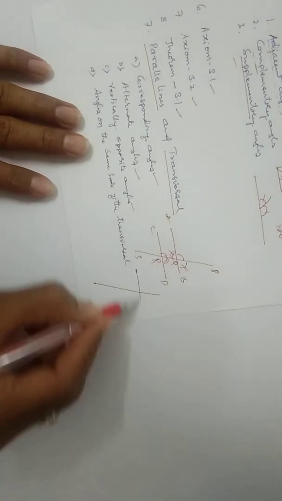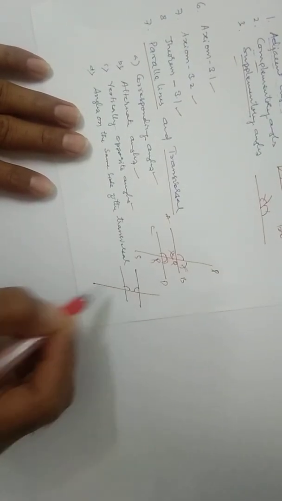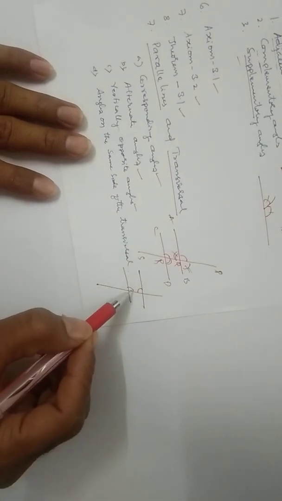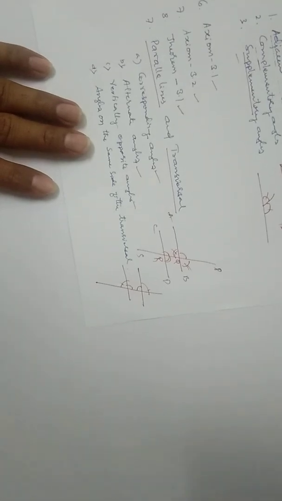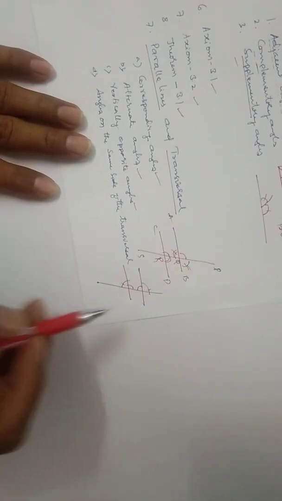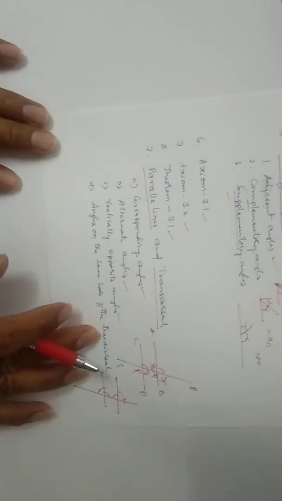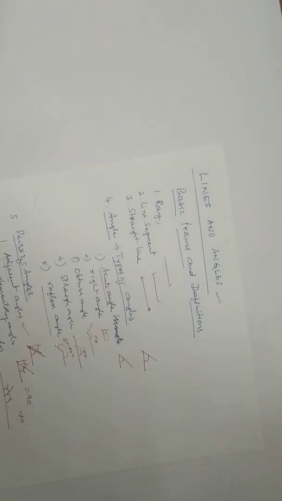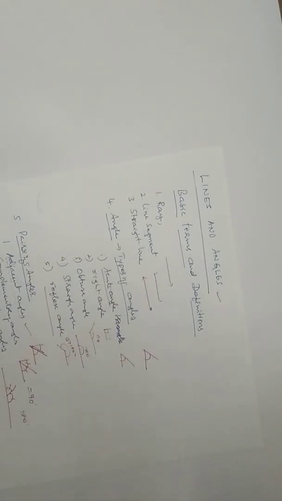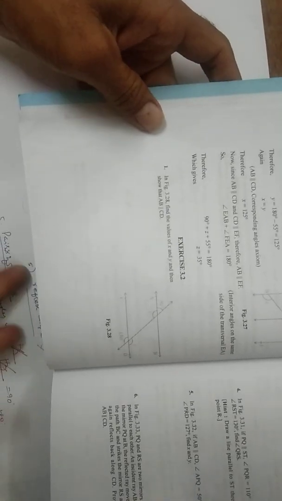And angles on the same side of the transversal: these two are on the same side of the transversal and their sum is 180 degrees, like supplementary angles. These have all been discussed in our previous YouTube classes, dear students. This is just a recapitulation of chapter 3, lines and angles. Now we are going to discuss the problems of exercise 3.2.